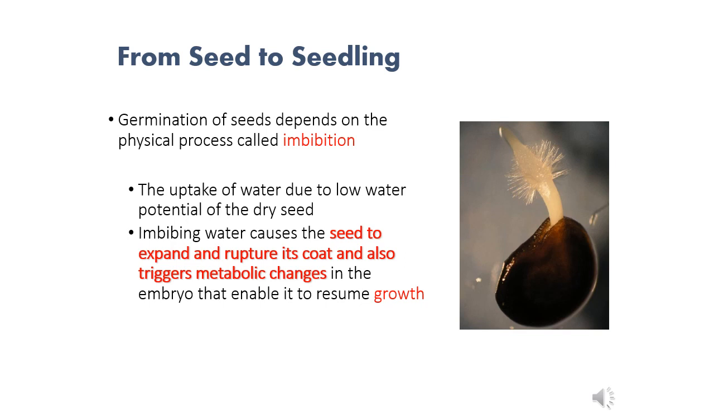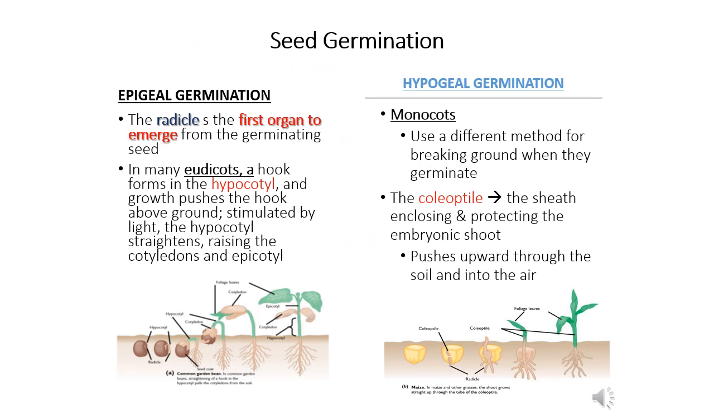So what does it mean? It's actually the uptake of water, right? In order to make sure that the water is absorbed through the process of osmosis. So the seed will expand as well, and then it prepares the seed to germinate. So imbibing water will cause the seed to expand and then rupture the coat and also trigger metabolic changes. So it will resume growth. So this is called a seedling. So in seed germination here, there are two types. One is called epigeal, another one is called hypogeal.